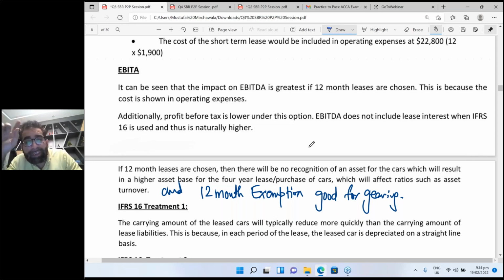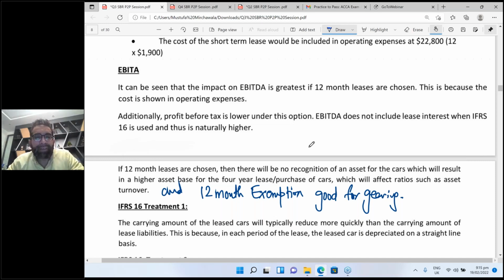In the third option, we just saw the lowest EBITDA, because the major expenses were booked before EBITDA. This is because the cost is shown in operating expenses. Yes, you booked everything in operating expenses. Additionally, profit before tax is also lower under this option. EBITDA does not include lease interest when IFRS 16 is used, and thus it's naturally higher.